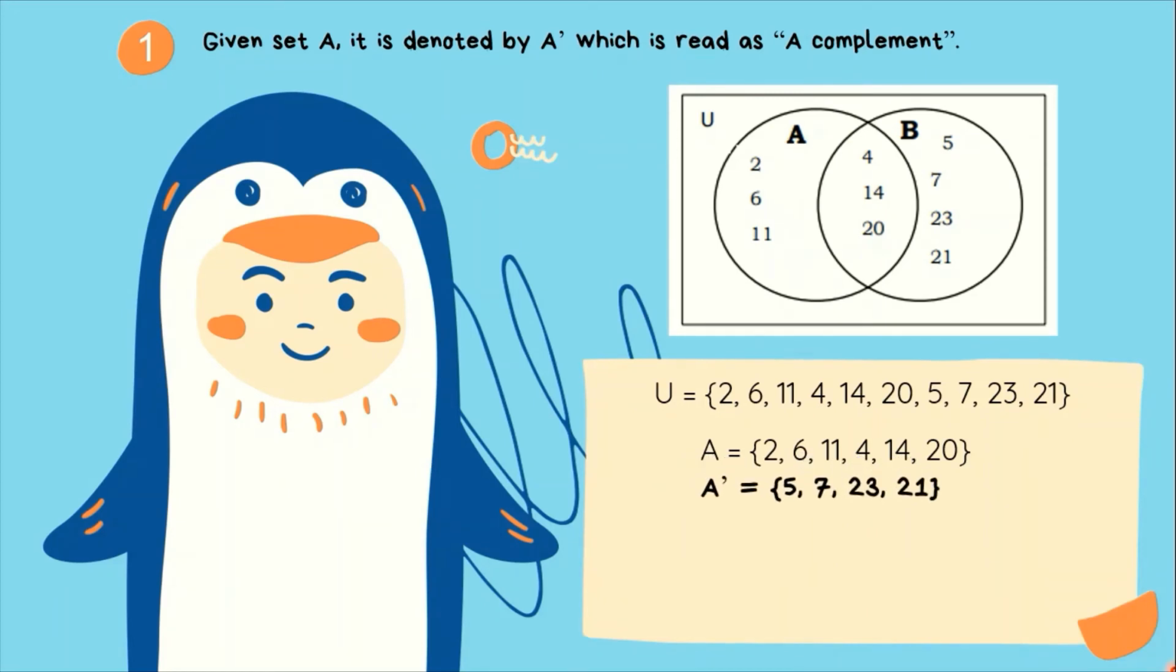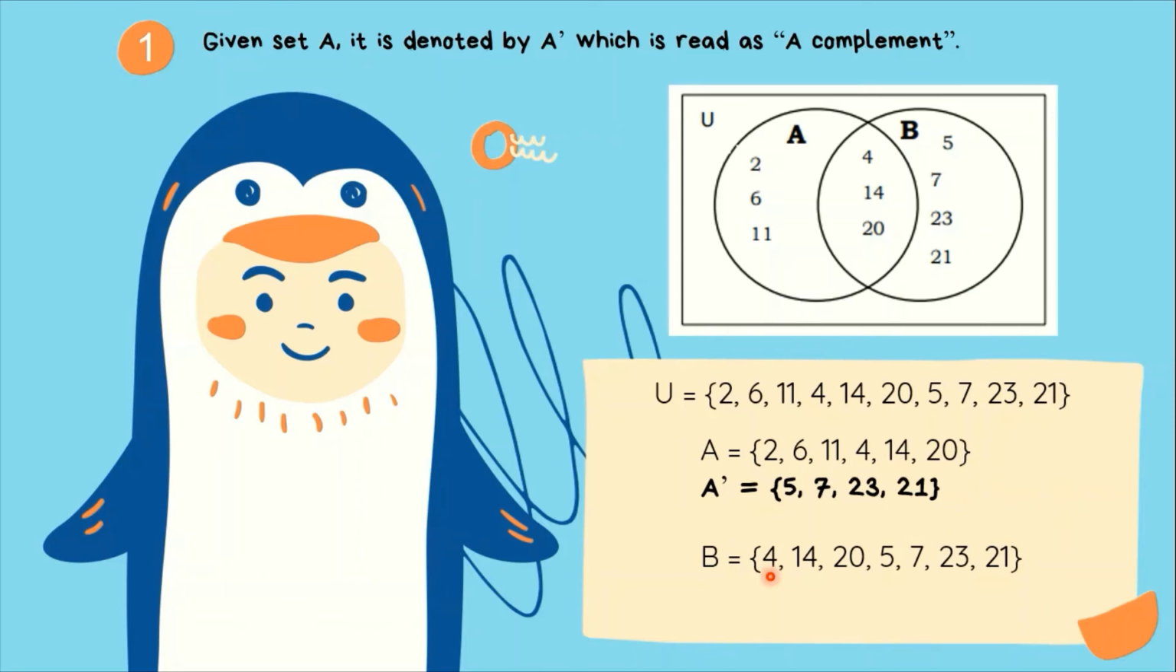Therefore, A complement is 5, 7, 23, and 21. So, kung mapapansin natin, A has 2, 6, 11, 4, 14, and 20. Pero, dito sa universal set, meron siyang 5, 7, 23, and 21 na wala kay set A. Pag sinabing complement, yung mga elements na wala sa set na ito, pero nandito kay universal set.